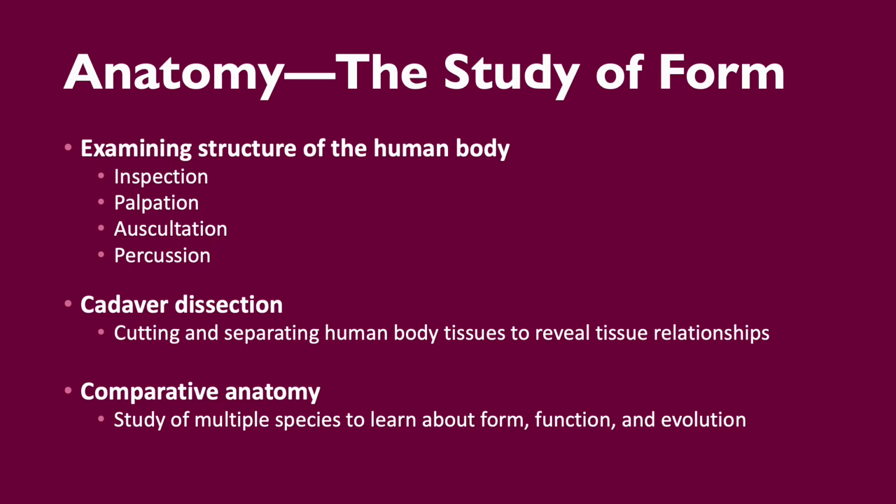Then there's comparative anatomy, which is the study of multiple species to learn about form, function, and evolution. A perfect example of this would be the Charles Darwin study. He came up with his theory of evolution. What he did was he cruised and he traveled for 5 years in the Americas and in Europe, and he collected various species of animals, and he studied them. And that's when he came up and concluded with his theory of evolution and relating to animals, and then he associated it with human beings.